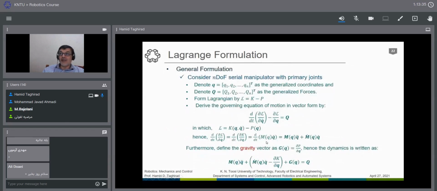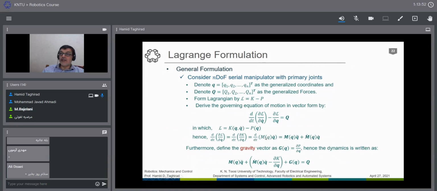So we have M(q) q dot in here, and we should take the derivative of that. This M should also be bold, so we should fix that, bold M(q). So we have a matrix here and q dot here. We find the derivative of that.